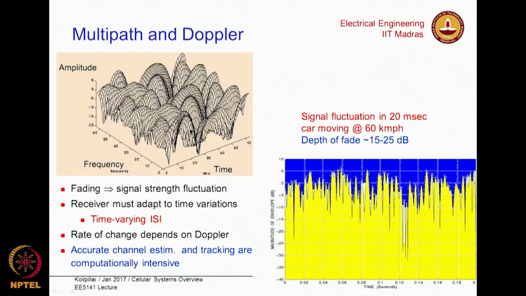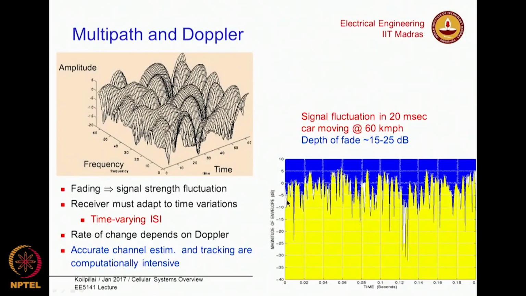So to give you just a flavor for how much the signal can fluctuate, take a handset that is in a car that is moving at 60 kilometers per hour. In the duration of 200 milliseconds, this is the amount of fluctuations that you can see. Several of them have fluctuations of at least 25 dB or more. Keep that number in mind, we'll come back to addressing why this is a problem.